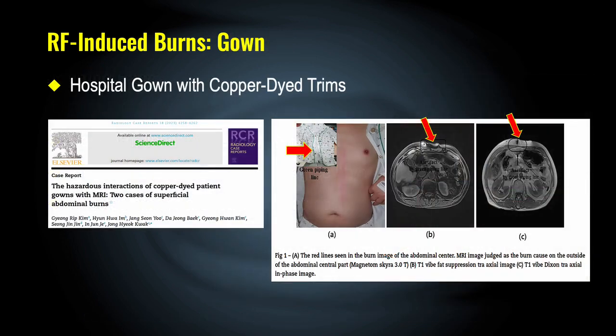Here's a report of 2 burn cases related to copper-dyed piping or trim in the hospital gowns. Susceptibility artifacts are seen in the abdominal images that correspond to locations of the copper-dyed trim on the gown. As such, it is important that patients be dressed in MR-safe gowns or scrubs, meaning that they should contain no conductive materials.